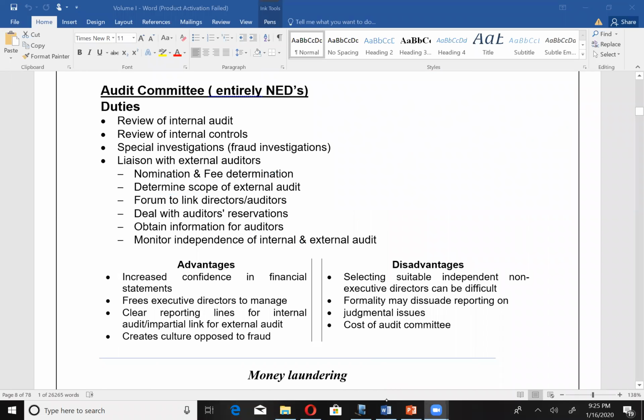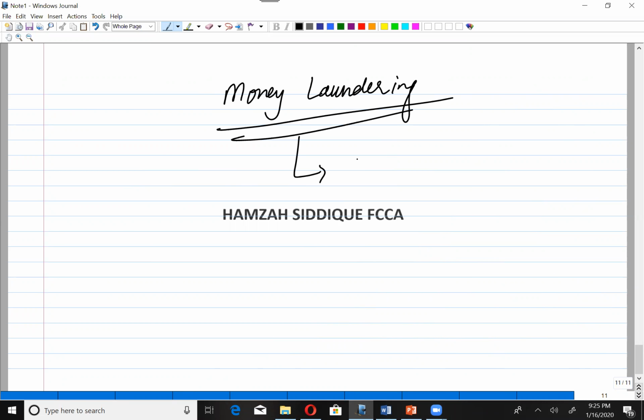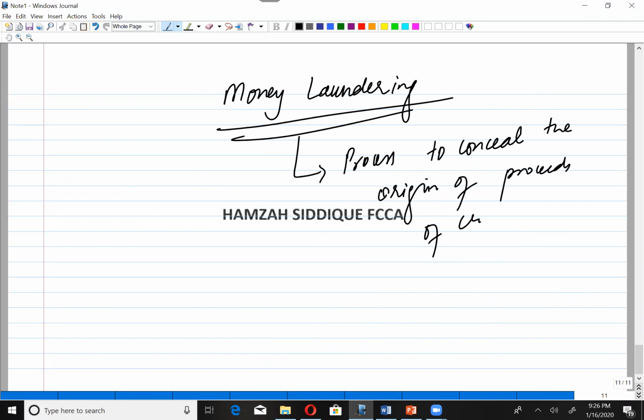Now, the next topic is money laundering. A very important topic it is. Money laundering is a process to conceal the origin of proceeds of crime. The money which has been collected through some criminal activity, they want to hide the origin of it. And any step taken for that is called money laundering.